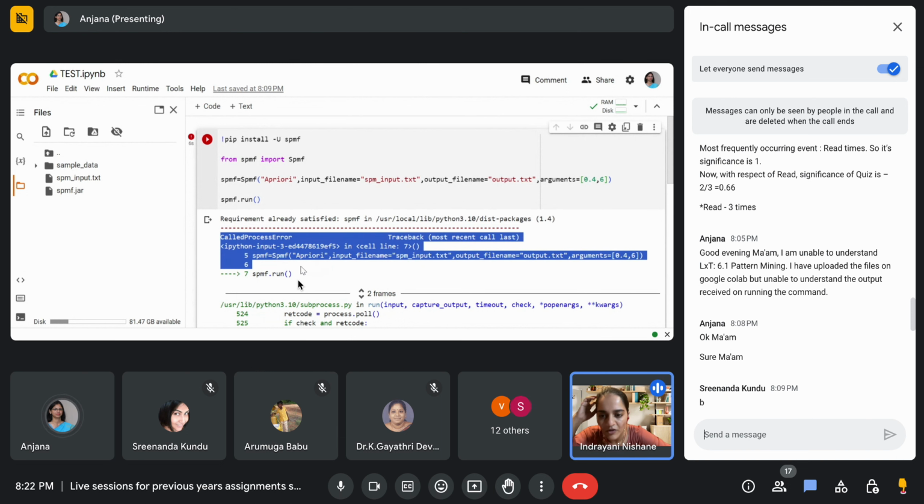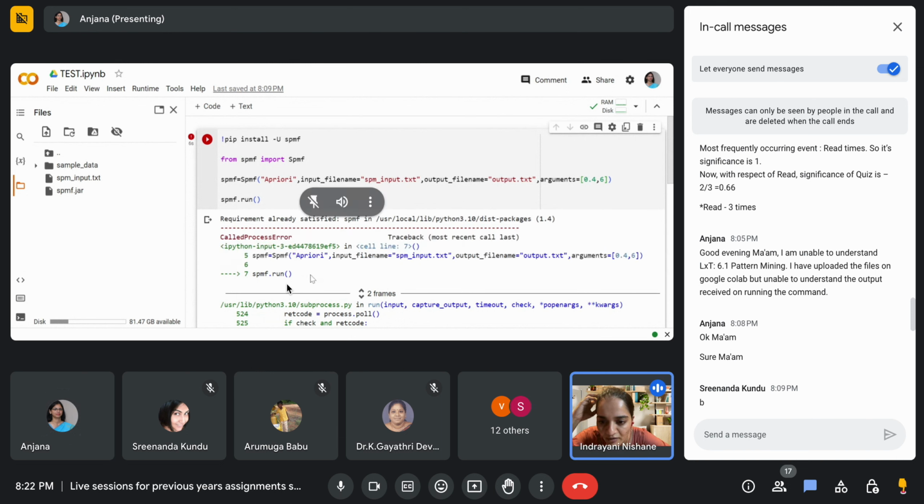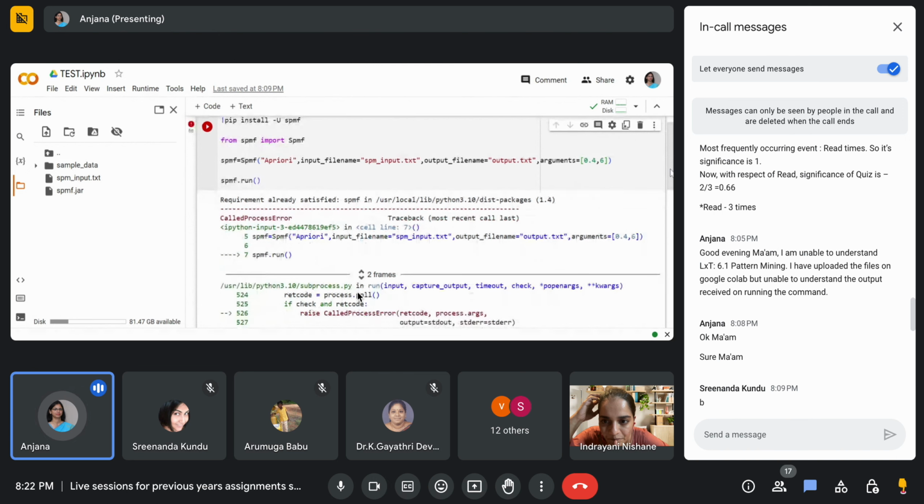Then why is it not identifying the run? It is saying error called process error. Yeah, so they are not able to call this run process, the code is not running. That's why you are not getting it. Oh, observe.